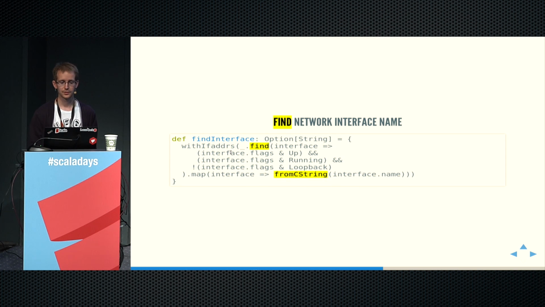Now that we can get all the interfaces, we still need to find the one that we're interested in. To do this, we just find in the iterator an interface that is at the same time up, running, and which is not loopback, because monitoring loopback or an interface that is not running is not very interesting. Finally, we can extract its name. Because in C, we have a different representation for strings than we have in Scala, we just use the function from CString that will convert the C representation to our representation of a string. And finally, we get the name of the interface that we wanted to find.